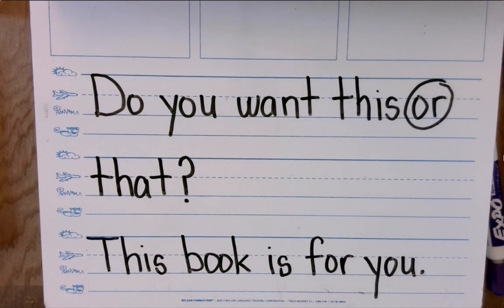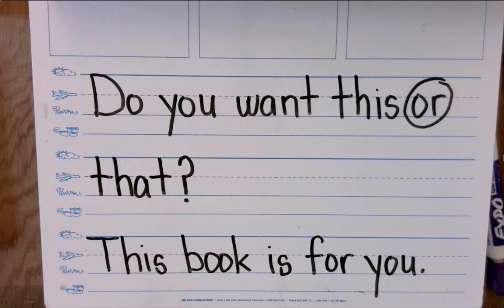Did I leave a space between each word? Yes, I did. Now, I want you guys to help me find our new trick word, for. I'm going to read the second sentence, and you guys are going to help me identify our new trick word, for. This book is for you. I'm going to read that again. This book is for you. Help me identify the trick word, for. If you pointed to this word, you are correct.